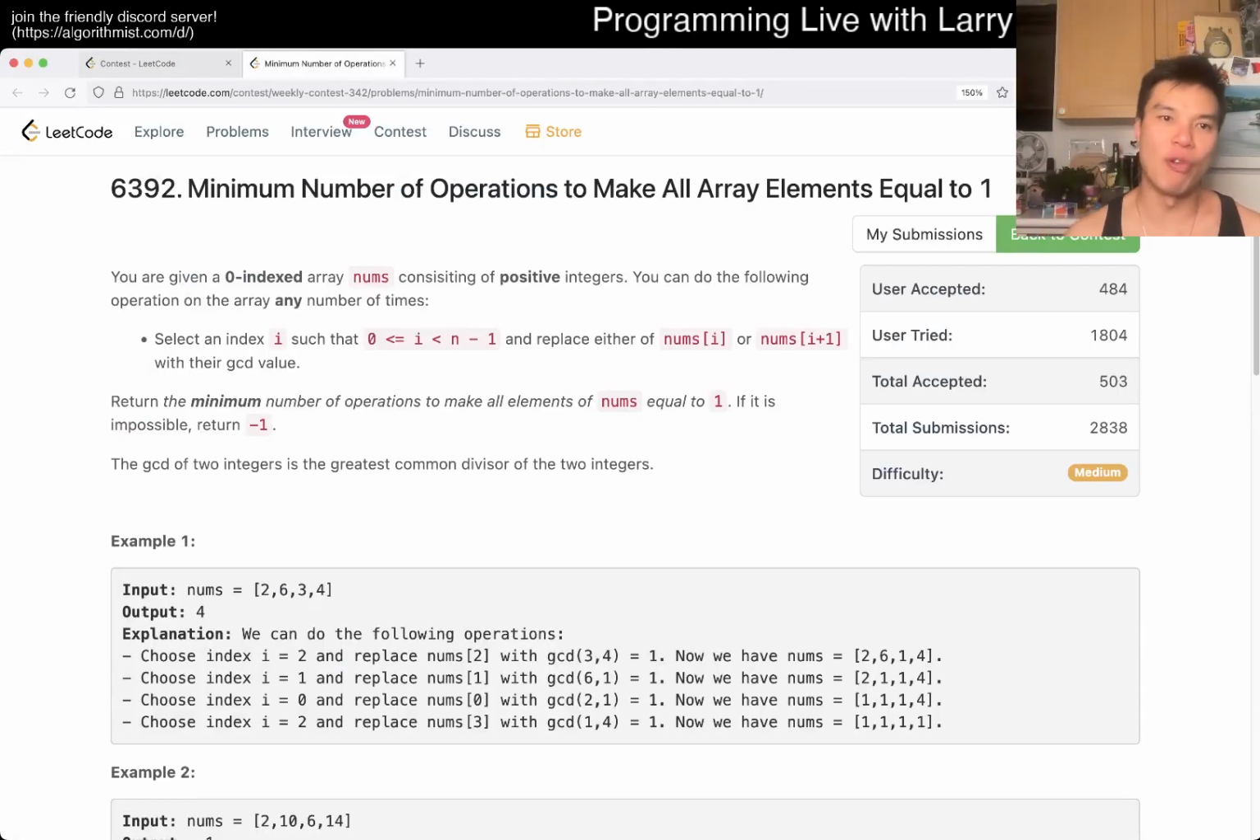This is me going with Q4 of the weekly contest 342. Minimum number of operations to make all array elements equal to 1.